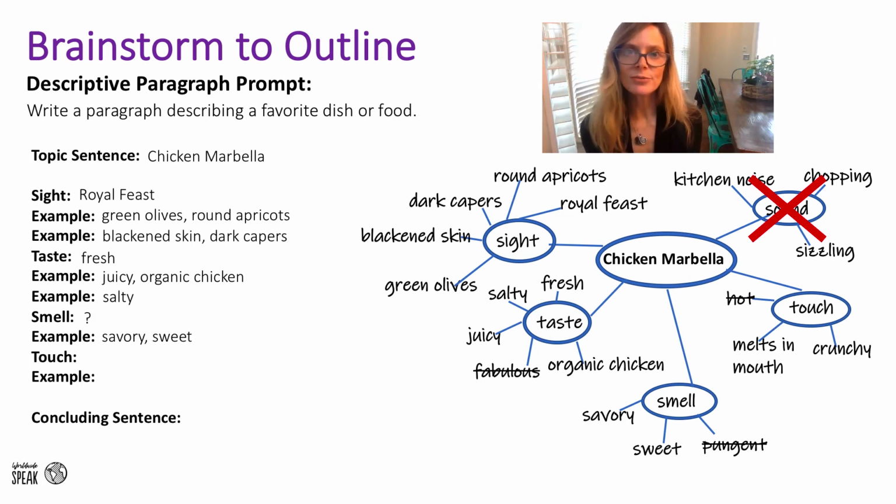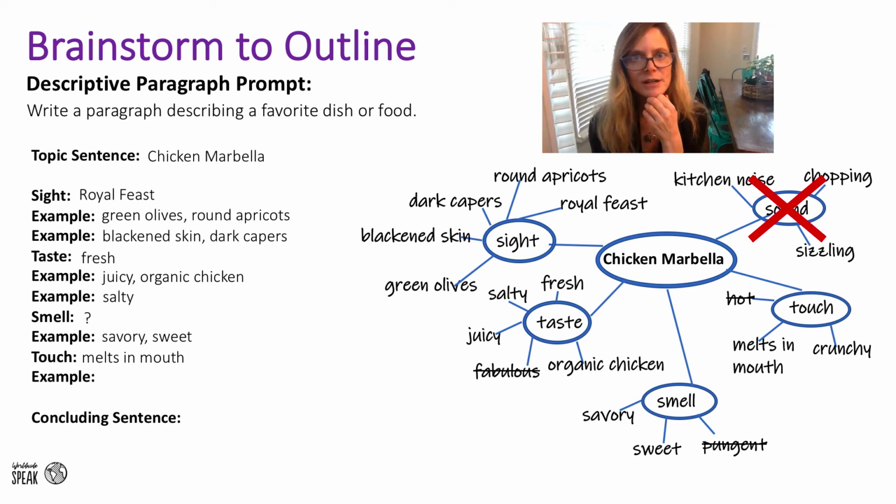But the example for the smell is that something is savory, or I can smell the savory and sweet. And then lastly, for touch, I want to talk about that it melts in your mouth. And I was thinking, this isn't in my brainstorm, but I was thinking, what melts in your mouth? And I'm thinking butter. What is better than butter? Oh my gosh, right? So that was my idea. I'll see if I can work that in my paper.